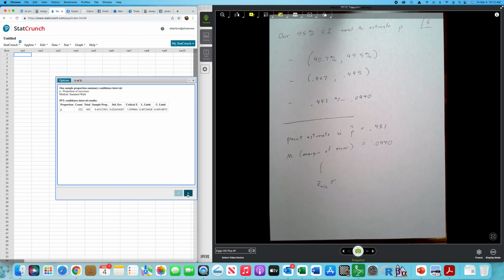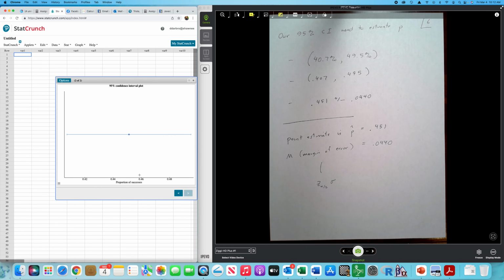Now, if we come back over, the 95% confidence interval plot really isn't that exciting. The center just comes down to, what was it, 0.4512. That's our p hat. And then this comes to our lower limit, and this comes to the upper limit. So you can come down and get an indication. I don't think it's that interesting, but you may. I don't know.